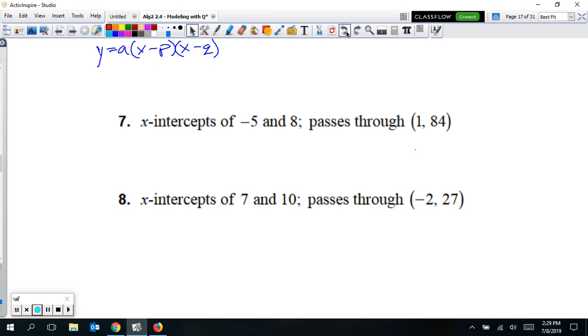So we need to know our P and Q numbers, which are the negative 5 and the 8. That's the P and Q, and that means at this point that it passes through, it doesn't say that it's the vertex. It doesn't matter. It's just an x and a y point. That's our x and y points that are going to plug in.